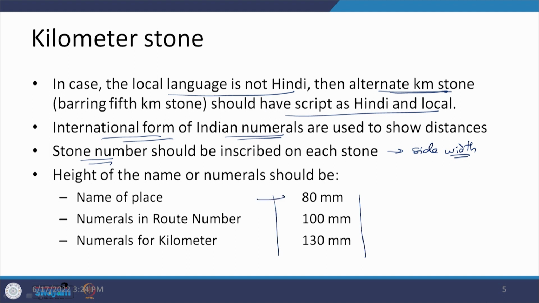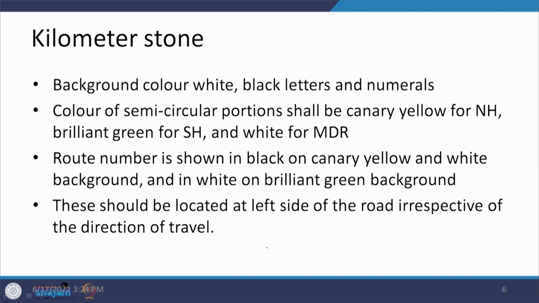If it is the name of the place, then the size is 80 mm. If it is the route number, then it is 100 mm. And if it is the kilometer being defined, that means the distance, then it is inscribed at 130 mm size. So, this is the way we put them. Now, the background color is usually white, and black letters and numerals are used on that, but the top is semicircular. So, if we look at it, it is this way. Here this is white, and whatever is written here is black.